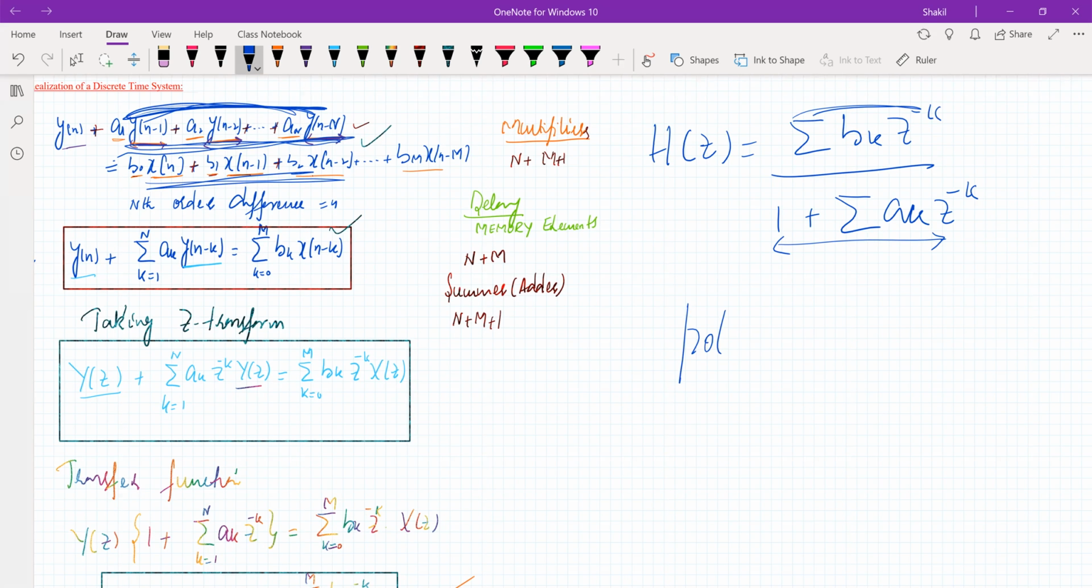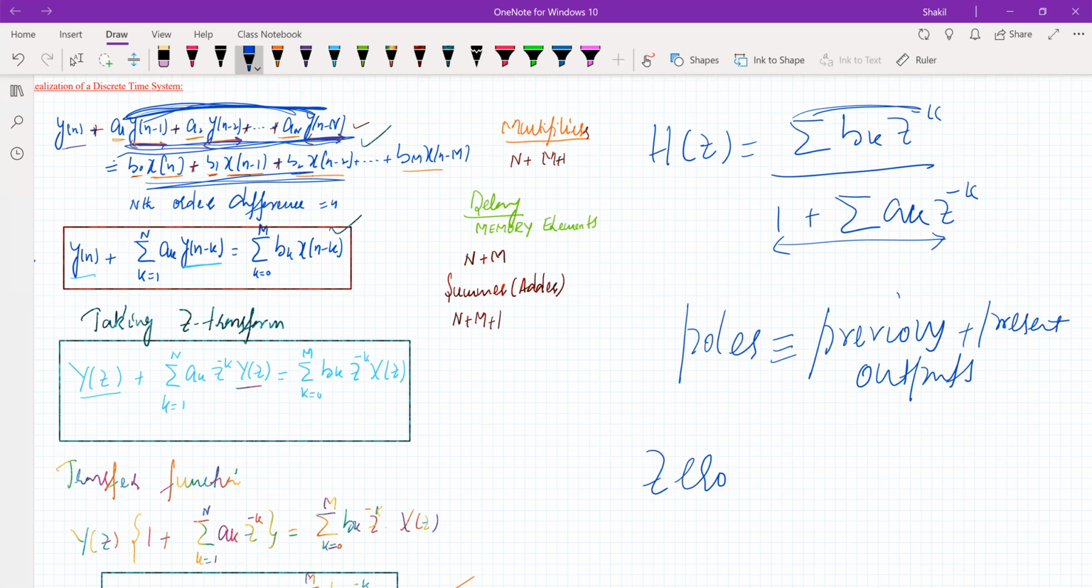So the poles are determined by previous plus present outputs, and the zeros, you can check, are determined by the present and past inputs. Please have a look at the difference equation, because these coefficients are associated with the past outputs, and these coefficients are associated with the present and past inputs, right? So you can have a look at this.